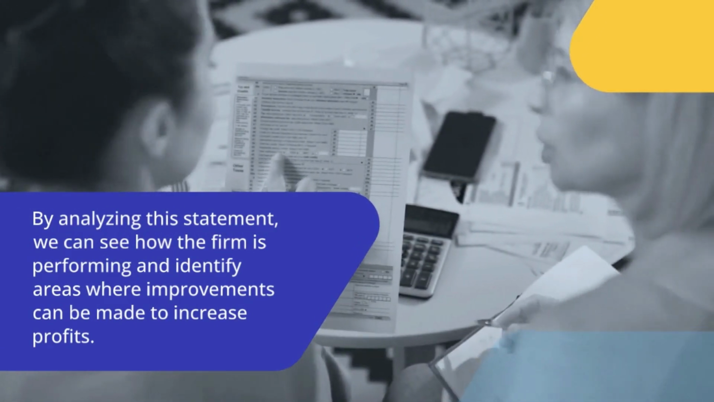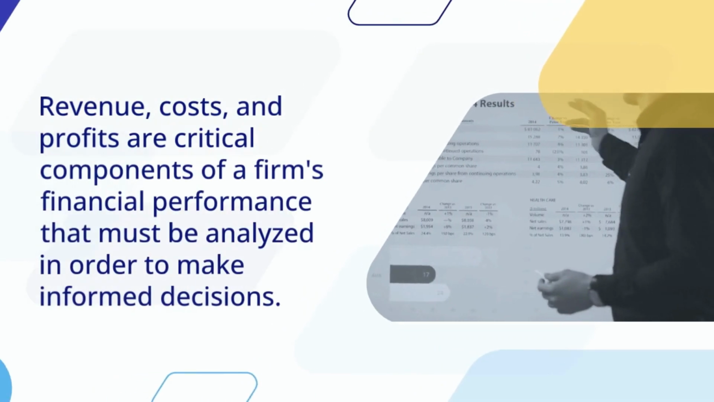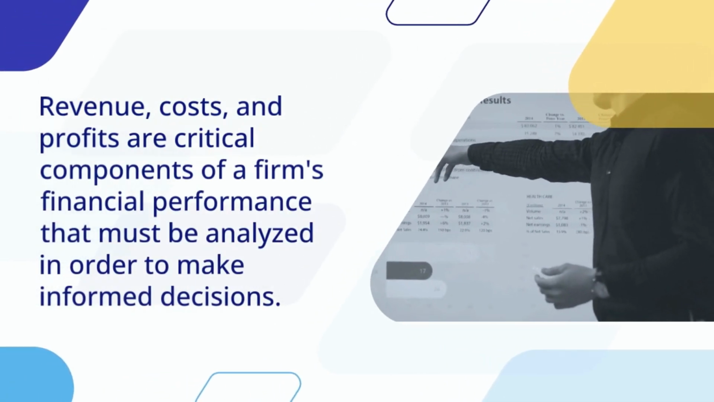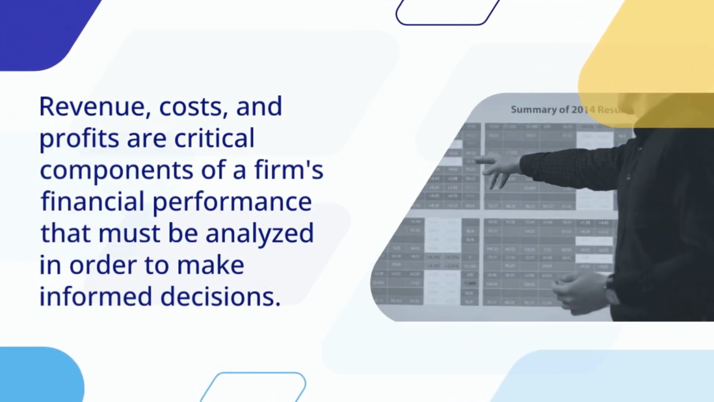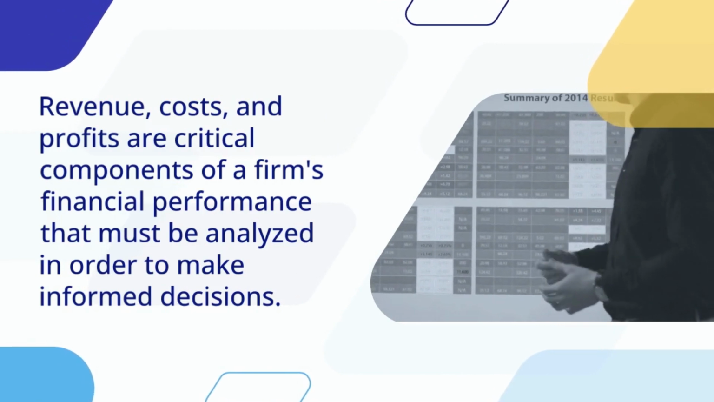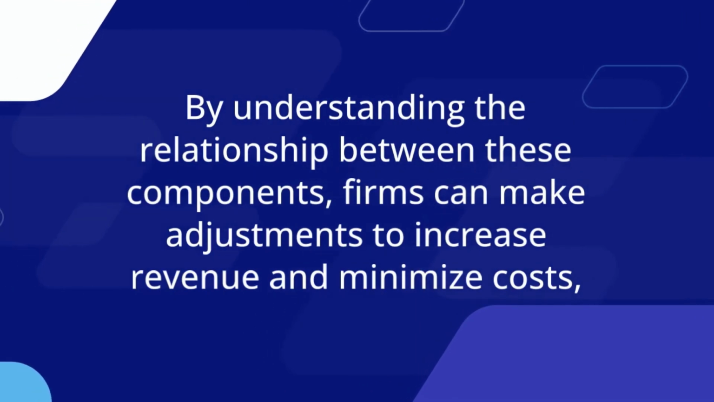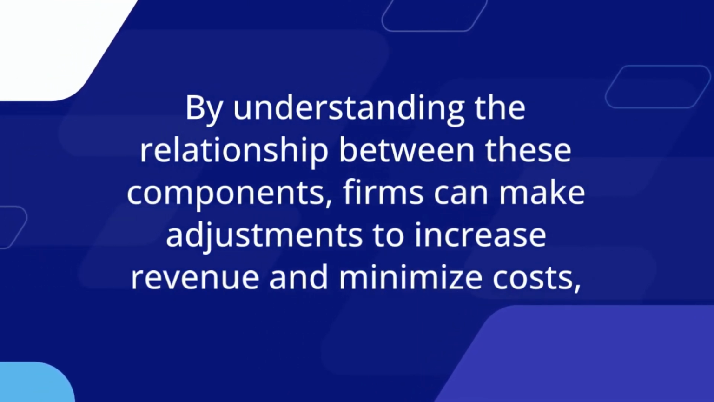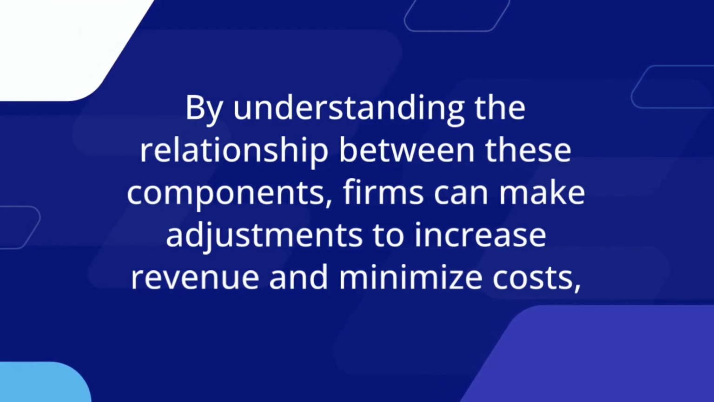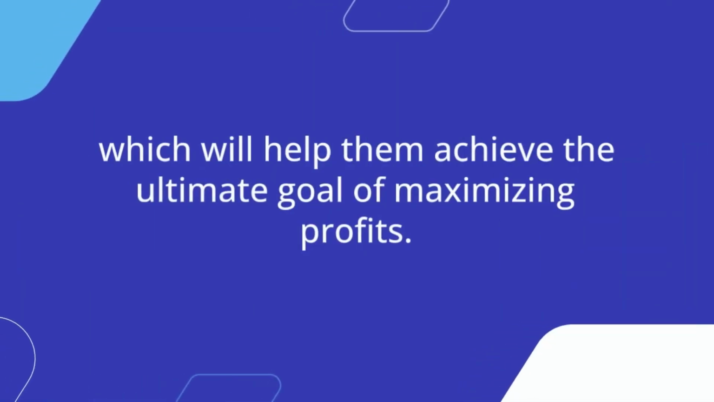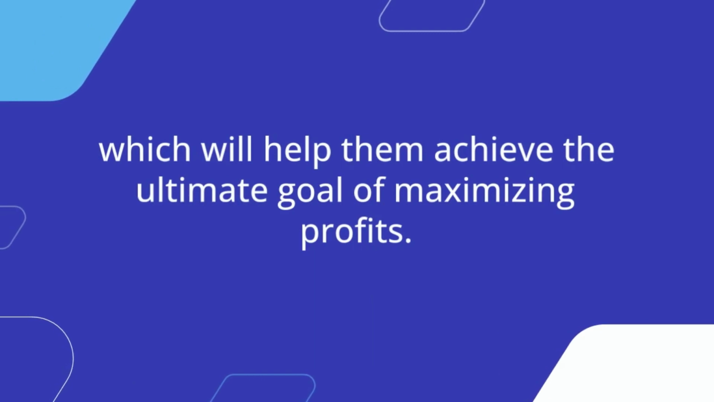to increase profits. Revenue, costs, and profits are critical components of a firm's financial performance that must be analyzed in order to make informed decisions. By understanding the relationship between these components, firms can make adjustments to increase revenue and minimize costs, which will help them achieve the ultimate goal of maximizing profits.